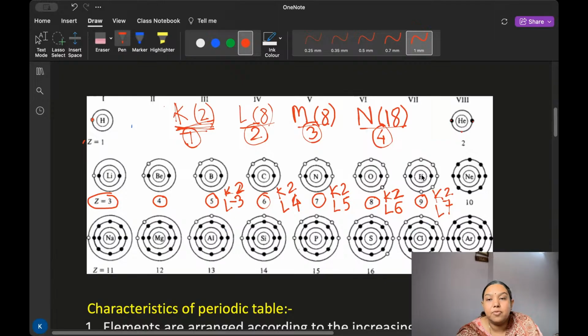So if you want to find out the atomic number from only the structure which is given, you just add the electrons and you get the atomic number. 7 plus 2 is 9, that is fluorine. Then neon, K shell is filled with 2 electrons and L shell is filled with 8 electrons. So you can see 8th group elements, helium and neon, have completely filled shells. They are inert gas elements.